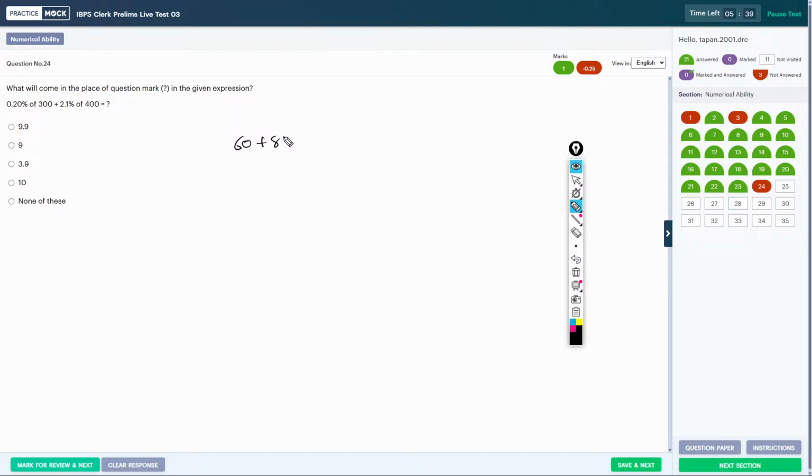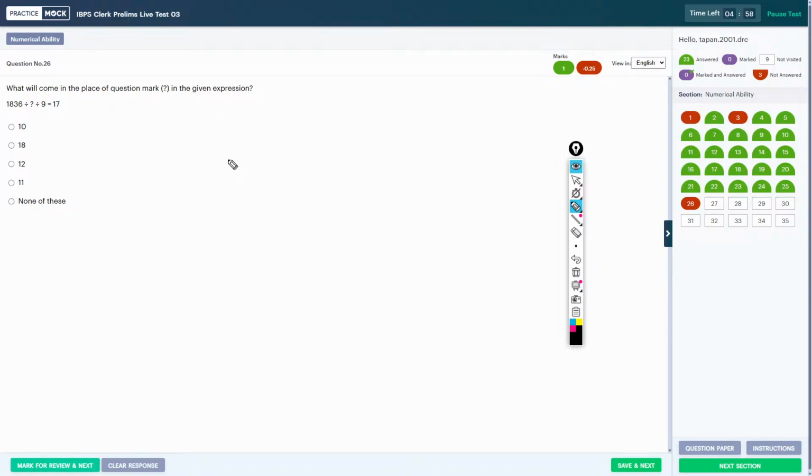So 8.4, 0.6, so 9. So 20% of 6 is 0.6, and 0.021% of 40. Yes. So then this is 8 plus 12, 25.